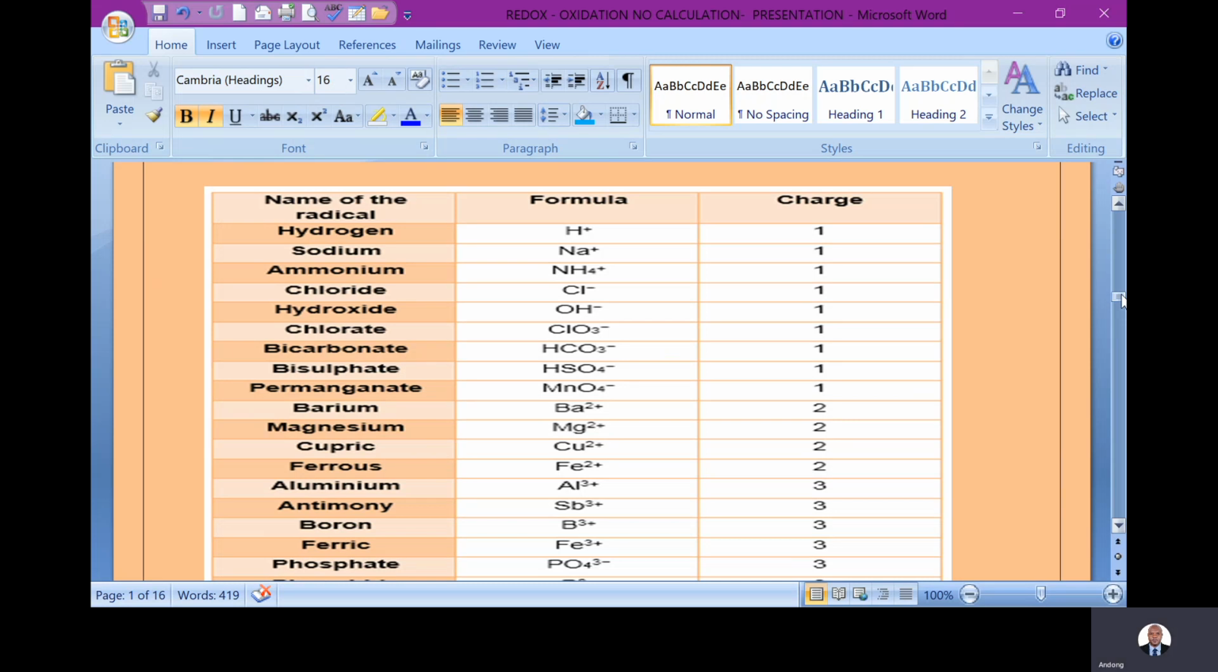Then polyatomic ions also have charges. For example, the sulfate has a -2. Carbonates, they have a -2. Nitrate, they have a -1. Chloride, they have a -3. Many others, phosphate, they have a -3. All these are assigned to them based on the number of electrons that have been lost or gained.